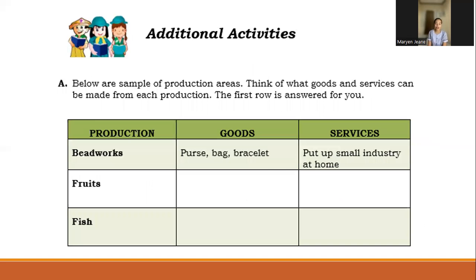Okay, so on the next activity, which is the additional activities, letter A, below are samples of production areas. Think of what goods and services can be made from each production. The first row is answered for you. In the production column, we have beadworks, fruits, and fish. In the next column, we have goods, and in the third column are the services. Beadworks are already answered for you.